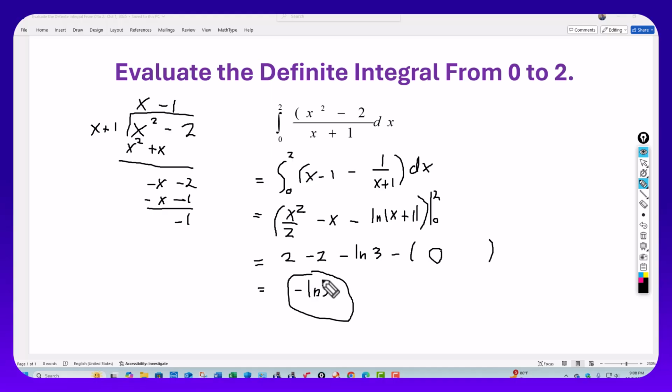I'm going to leave this as an exact answer here, minus the natural log of 3. If it asks for approximation, you can use your calculator. But for right now, that's the answer for this one.